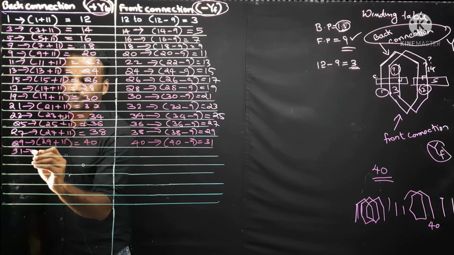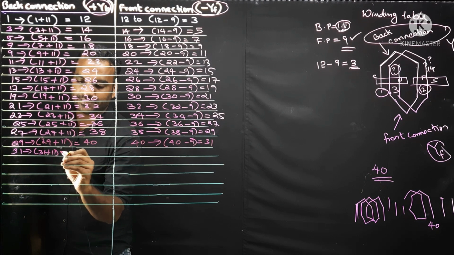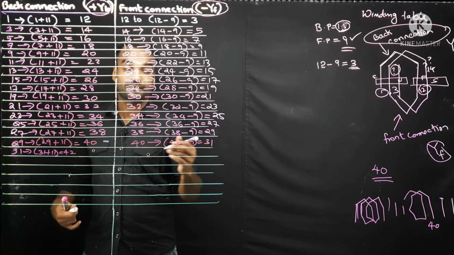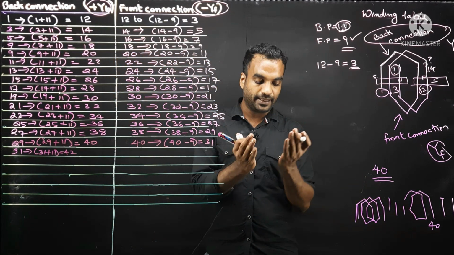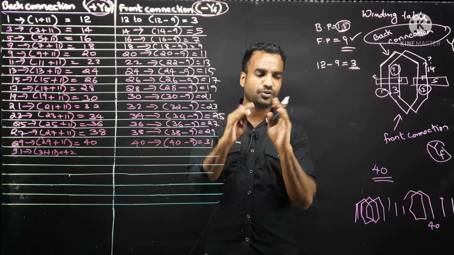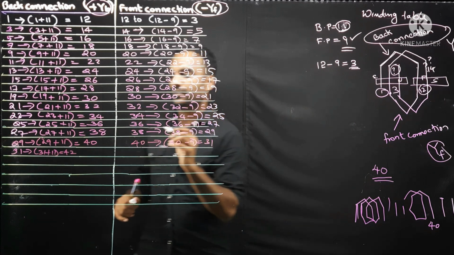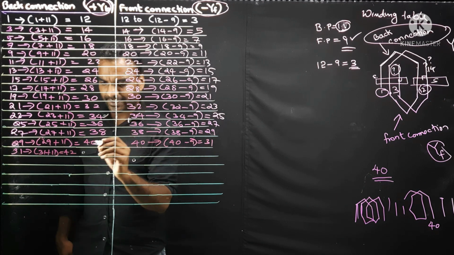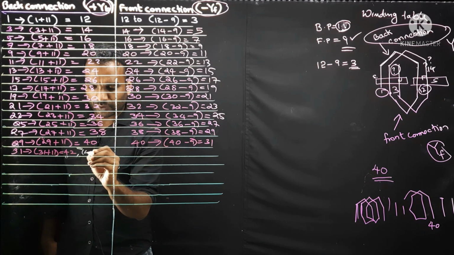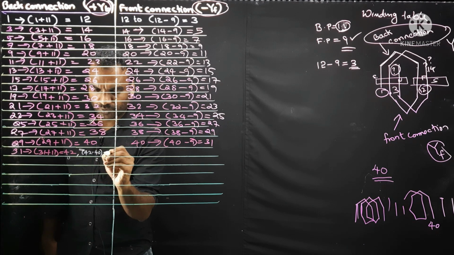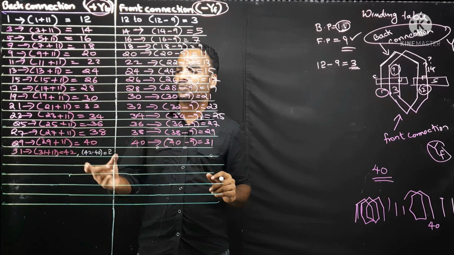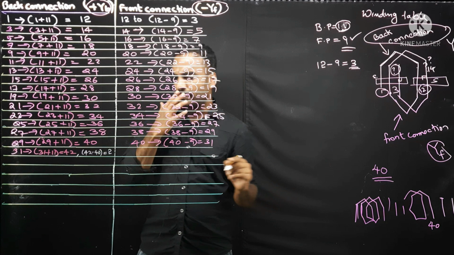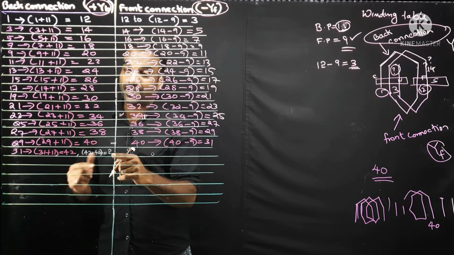From 31 to 31 plus 11, that is 42. But we know that 42 is not there because we have just 40 conductors, and at the 40th conductor the winding will get closed. So 42 is nothing but 2 itself. 41 is 1 itself and 42 is 2 itself. If you want a step, you can write 42 minus 40, that is 2. But I don't suggest you write like this. You can write 42 and in brackets 2 itself.